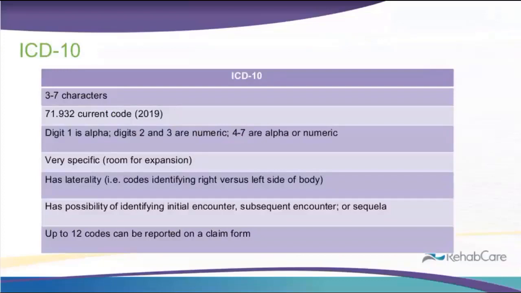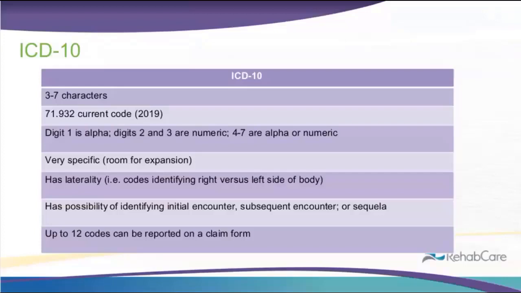So just general information about ICD-10, it's 3 to 7 characters. There are 71,932 current codes in 2019. Every year, there's revisions that are made, deletions, additions, add-ons. So we're at 71,000 now. Digit 1 is going to be alpha. Digits 2 and 3 are numeric. 4 through 7 are alphanumeric. I'm going to show this to you in a couple different ways so you can understand it. It is very specific, but it allows room for expansion for the future.